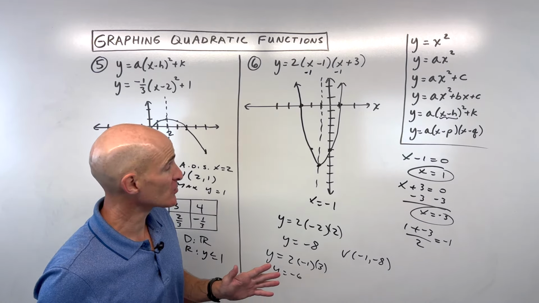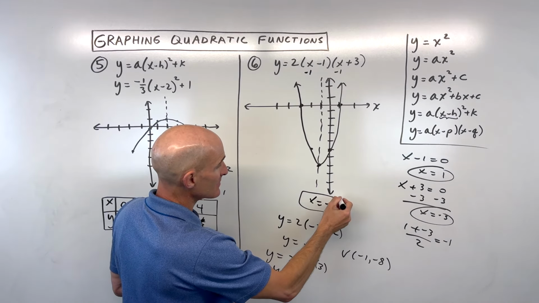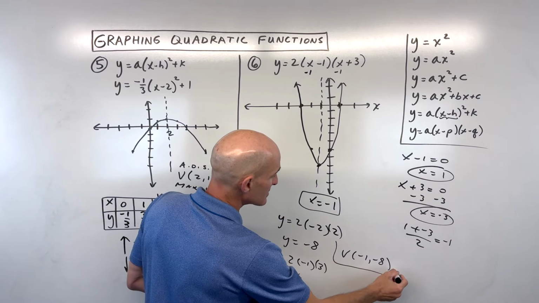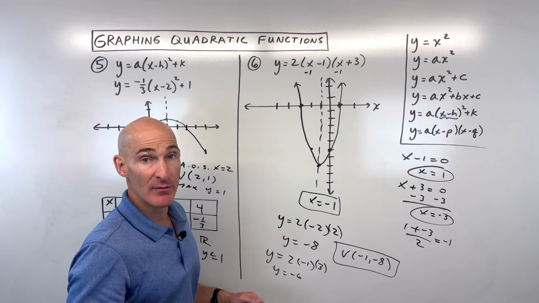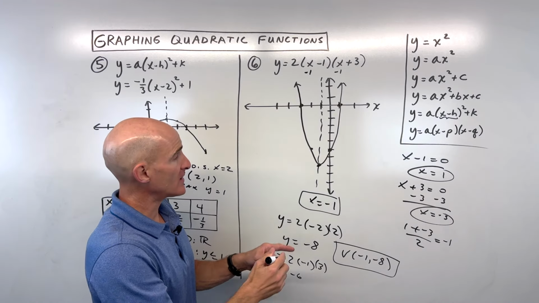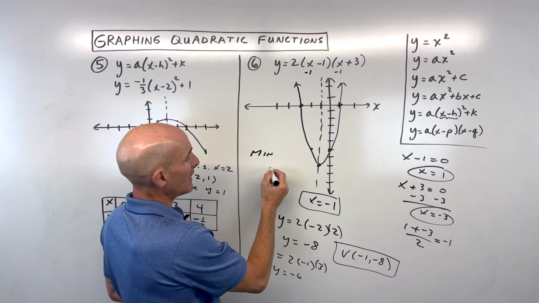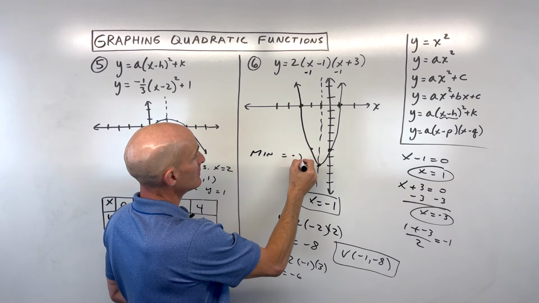Okay, key features of this graph. We've already got some of them. The axis of symmetry. We've got our vertex. Is this a maximum or a minimum? It's a minimum. It's like a low point, so we would say minimum, and that's at negative 8.